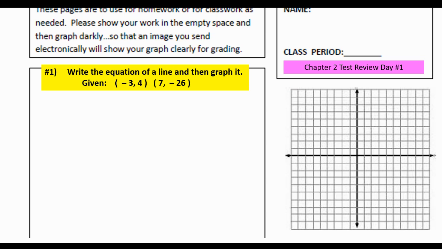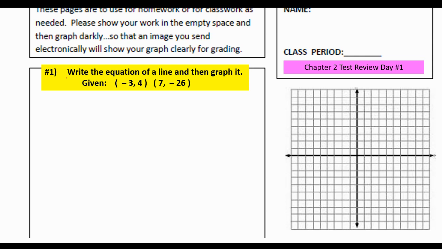Okay, so I'm going to wait just a second while you write down what's in yellow. Write the equation of a line and then graph it. And then given the points -3, 4 and 7, -26. So please write down what's in yellow. And then also make sure you put a label of Chapter 2 test review day. Okay, if you need more time, then you can go ahead and hit pause and then come back to the video.